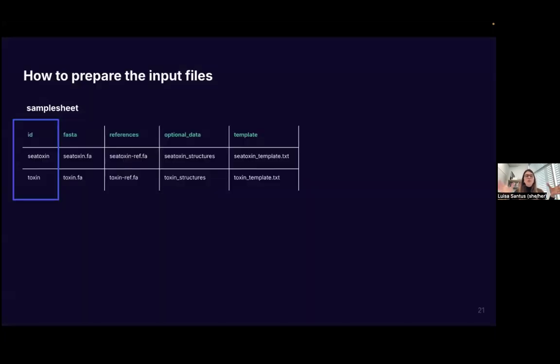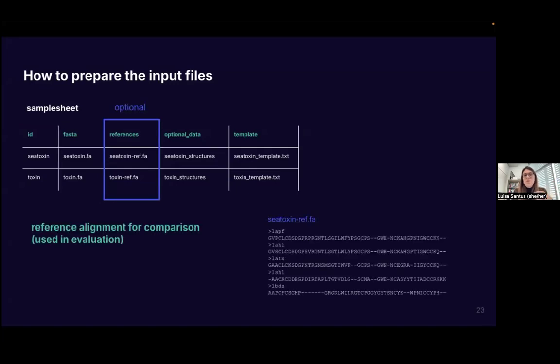Now, how you prepare the input file. We have the very typical sample sheet as input. You will have your identifier and your FASTA file. Then we have another column, which is the references column. So what is a reference? A reference is a reference alignment. So it's really a multiple sequence alignment.